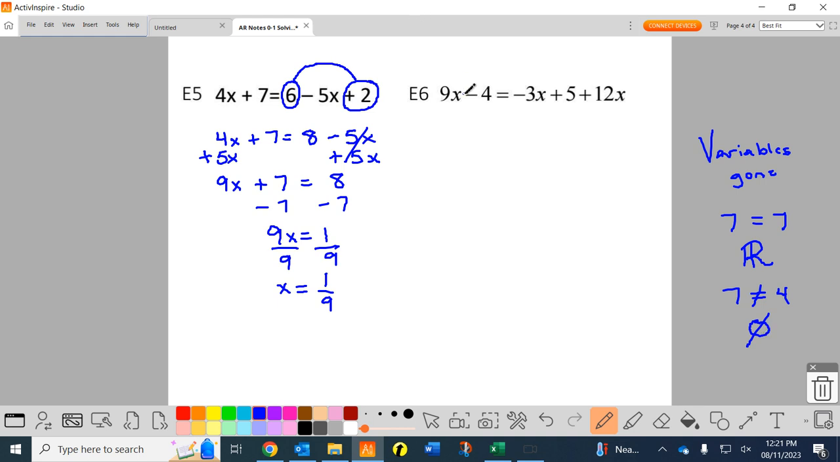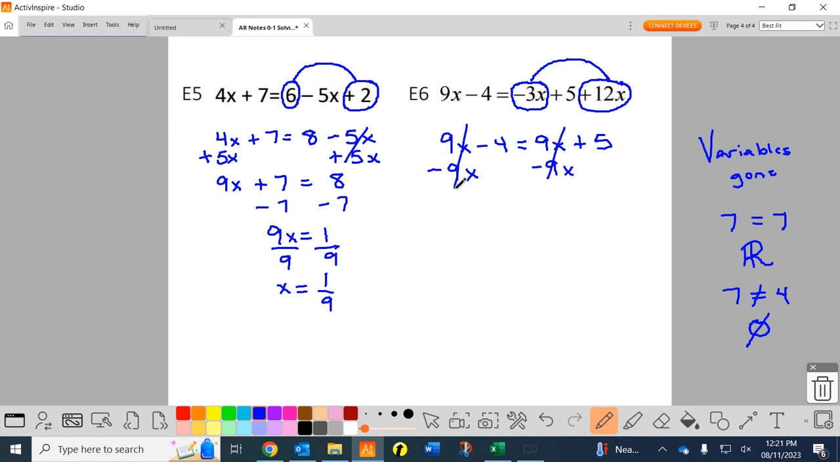So let's see. Here we go. This is how you would do this problem. There are like terms here and here. What is negative 3x and positive 12x? Okay, perfect. So 9x minus 4 equals 9x plus 5. Okay, then we get rid of the variable. Minus 9x, that cancels out. We end up at negative 4 equals 5.